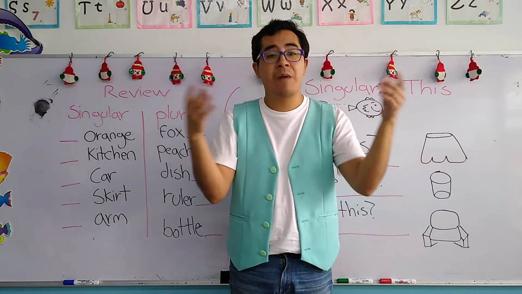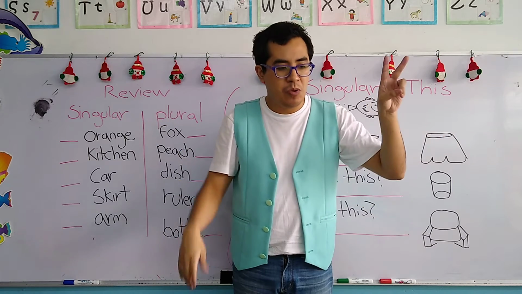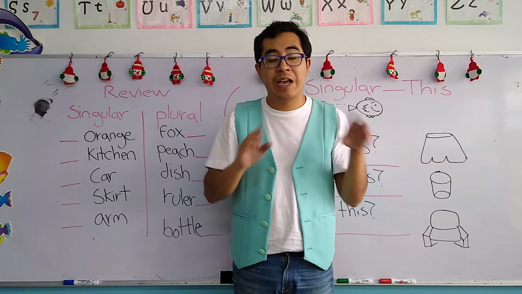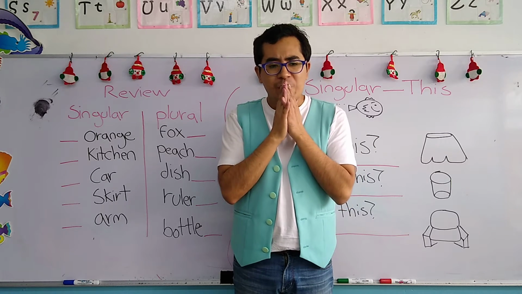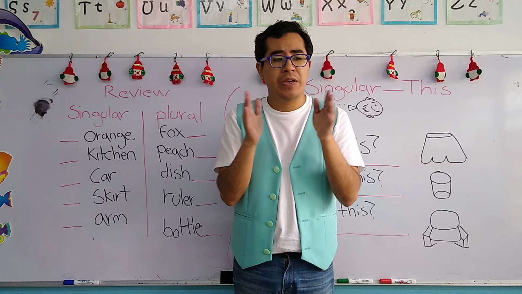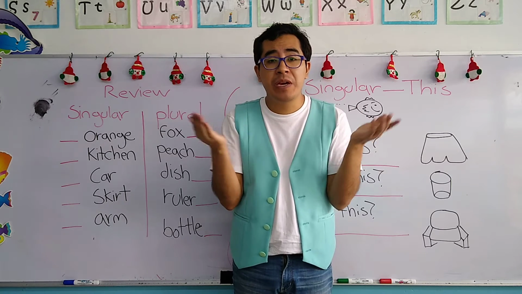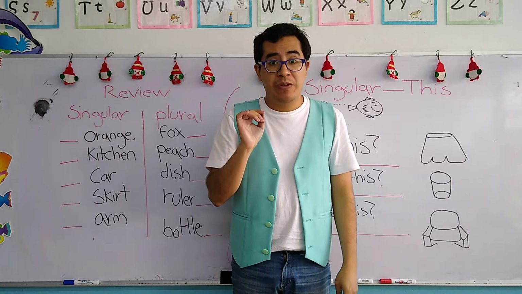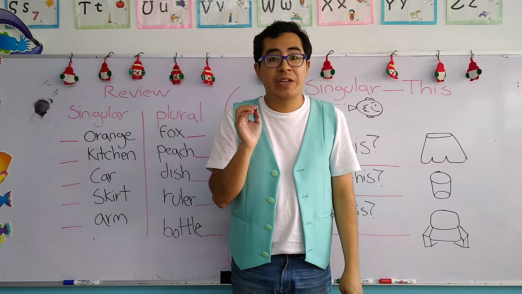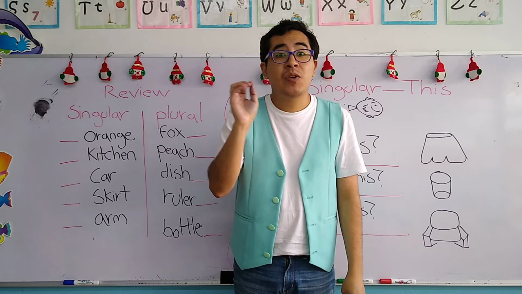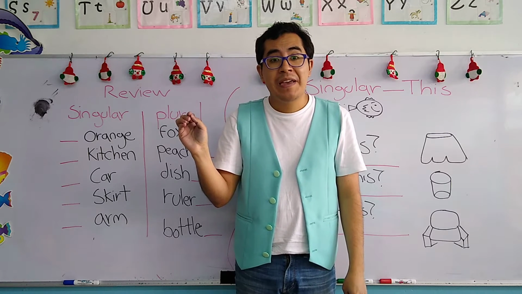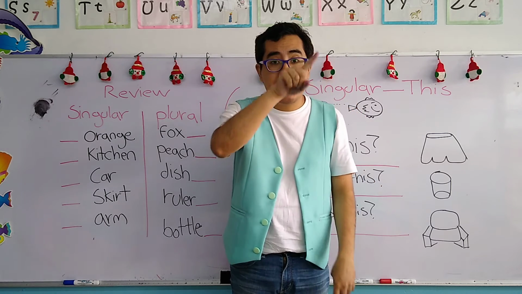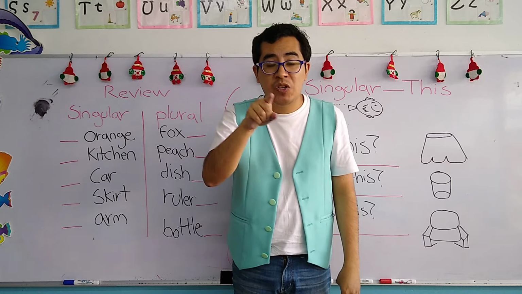Now, what about plural? Plural, the word plural, for how many objects? Remember, 2, 3, 4, or more, up to 100 objects. That is plural. Now, if we want to transform a word into plural, what do we have to do? Remember, at the end of the word, at the end of the object, we are going to write S or ES. Okay?